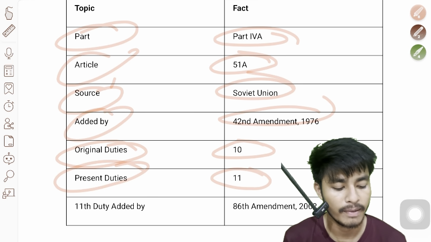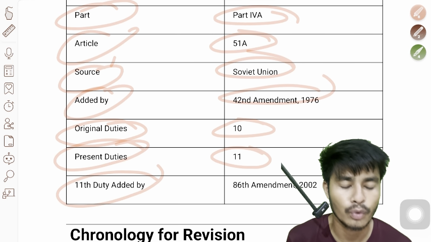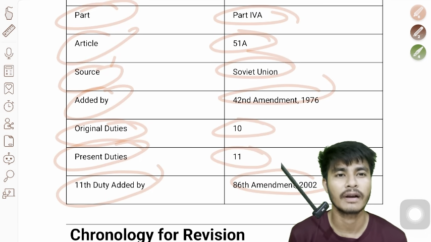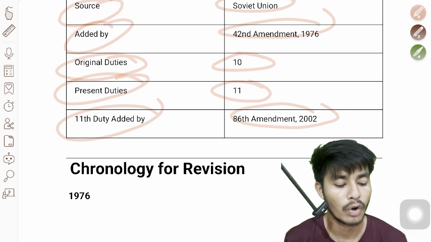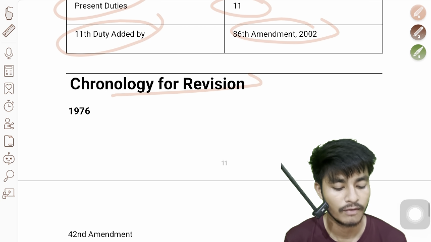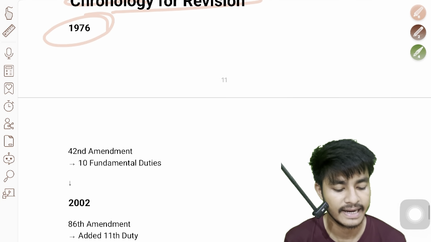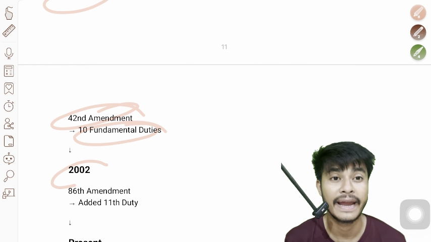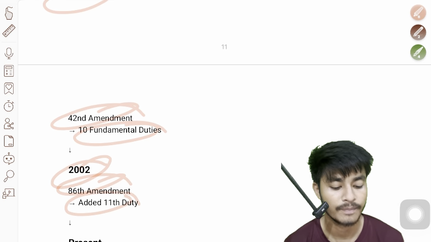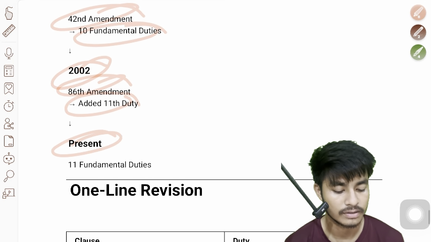The 11th duty was added by the 86th Amendment 2002, which was related to children aged 6 to 14. Chronology for revision: 1976, 46th Amendment, 10 fundamental duties, and 2002, 86th Amendment added the 11th duty, and present 11 fundamental duties.